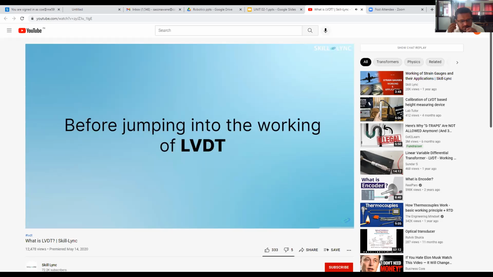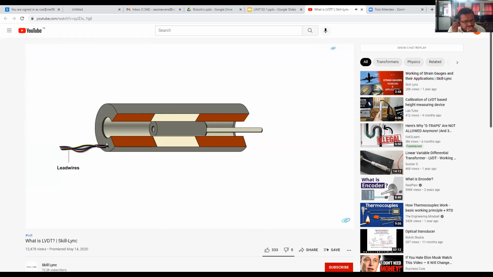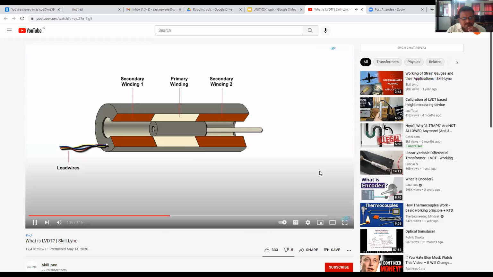Before jumping into the working of LVDT, let us understand its construction. An LVDT consists of a hollow cylinder. On this hollow cylinder, a primary coil is wound at the center. Two secondary coils having an equal number of turns are wound at equal distance from the primary coil on the cylinder.